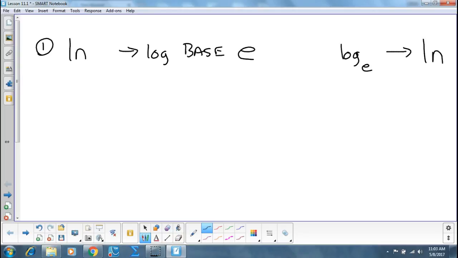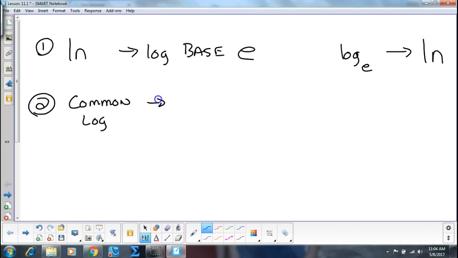Okay? The second one is what's called common logs. Common logs are logs base 10. Okay? And we don't write anything. It's just the word log. We don't write the base on it. So if you see a log without a base on it, it's assumed that the base is 10. It's called common logs. Okay?